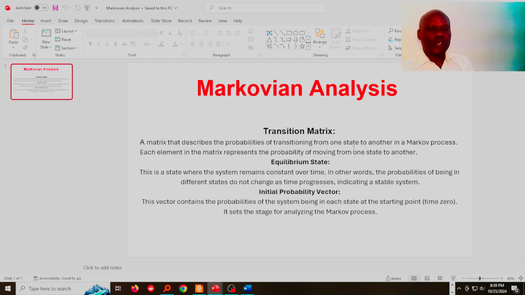Now, equilibrium state. As much as this particular process is oscillating, if it's a lift, it has to move from one point to another. As much as that is happening, then we want to believe that there is some point of rest, a state where the system remains constant over time. In other words, the probabilities of being in different states do not change as time progresses, indicating a stable system. In other words, the chance of being in any floor remains constant over time.